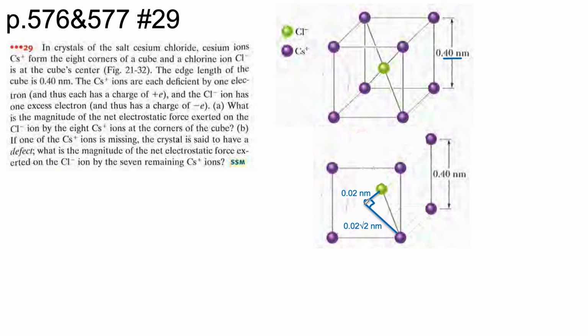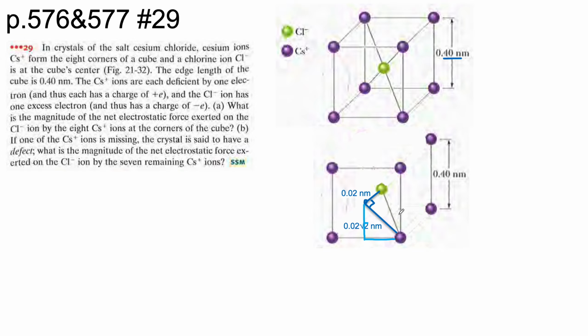The distance from the middle of this face down here would be 0.2 nanometers, and from here to here, it'd be 0.2 nanometers. So what's this distance? It's 0.2 times root 2 nanometers. And so you can actually solve it like that. That's not what we're actually trying to find, though. We're trying to find the distance between the chlorine and the cesium ions.